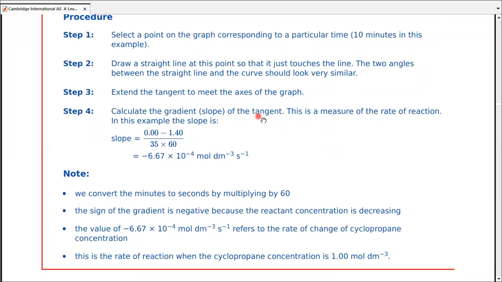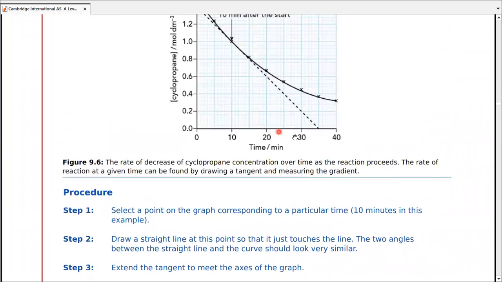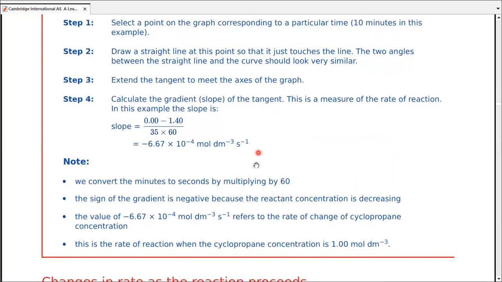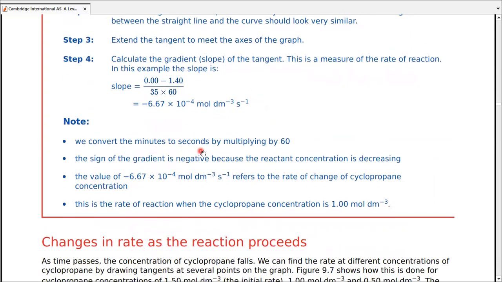Now, calculate the gradient or slope of the tangent. It's done in a similar way: y2 minus y1 over x2 minus x1. However, since our time is given in minutes, we might need to convert it into seconds at this point. So multiplication with 60, and it really gives you the value in mole per decimeter cube per second with a negative. Negative represents that this is for reactants. Now, note we converted the time from minutes to seconds by multiplying with 60. The sign of the gradient is negative because the reactant concentration is decreasing, which means for increasing concentration, we'll have positive values. For decreasing concentration, we're going to have negative values.